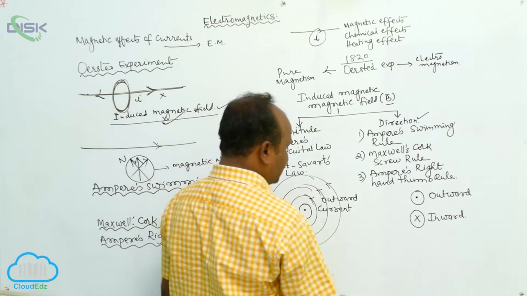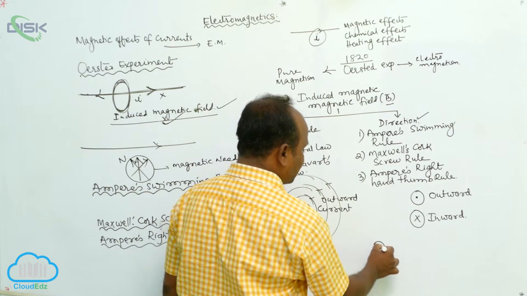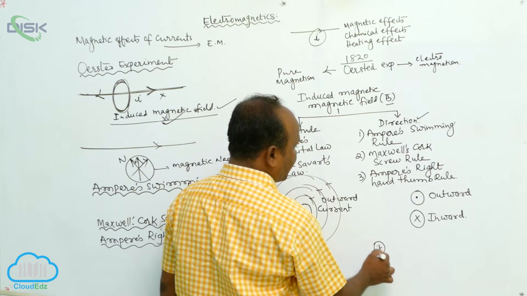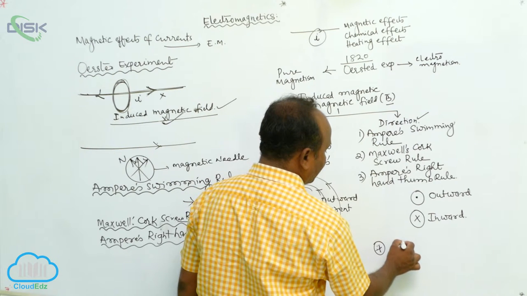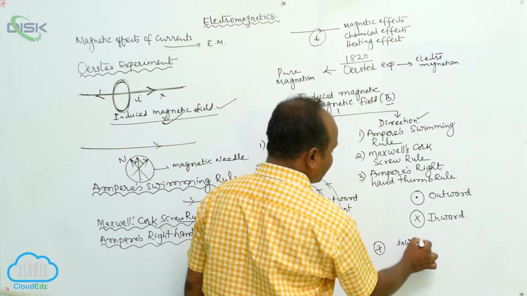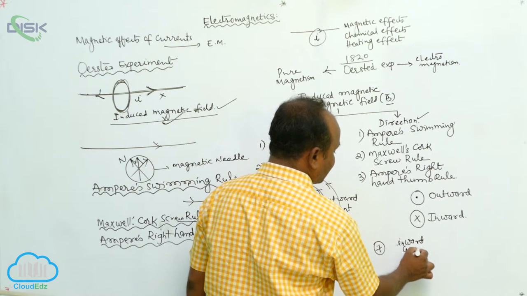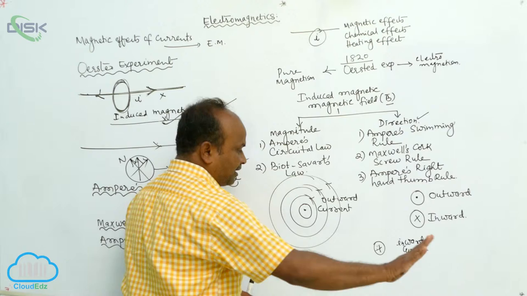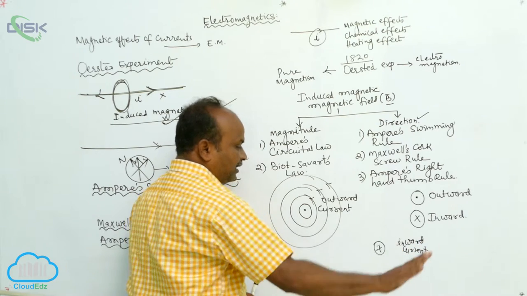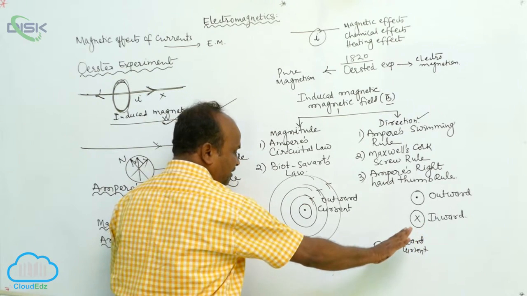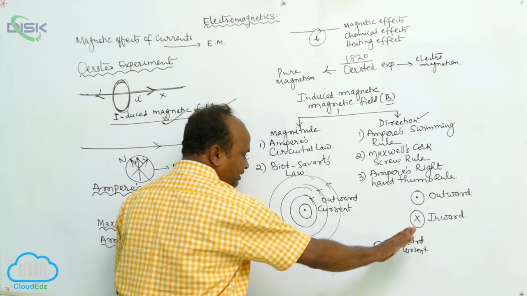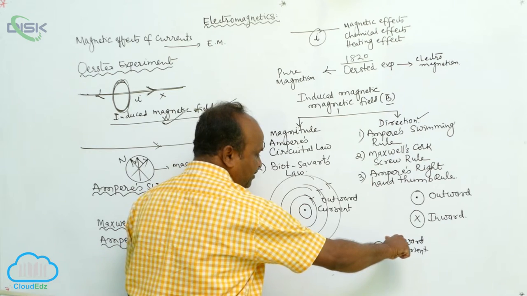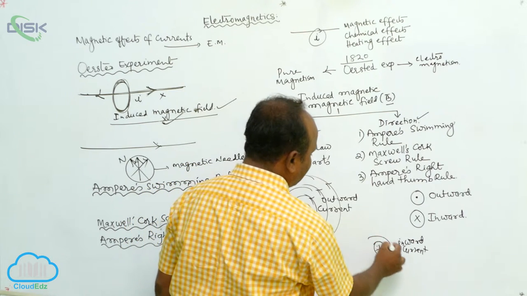Suppose, let us consider, now there is a cross. The cross represents inward current. Now, the current is like this. The current is inward. Therefore, the right hand thumb is also inward. As the right hand thumb is inward, the curl of four fingers is like this. This curl of four fingers gives the induced magnetic field.